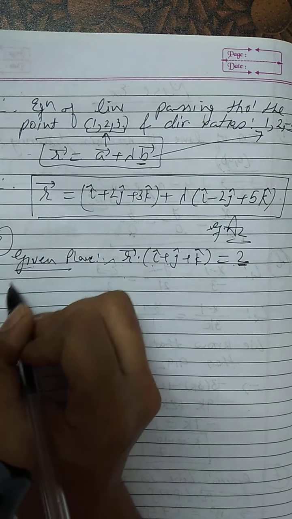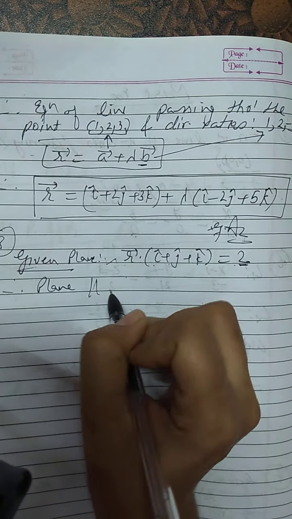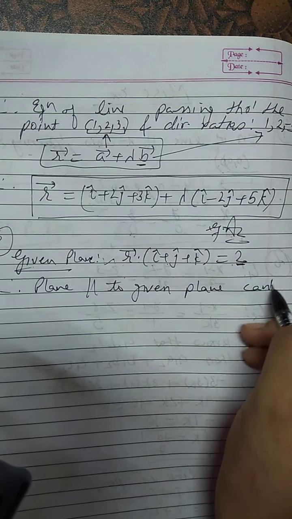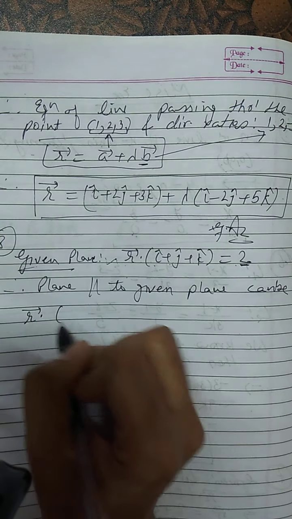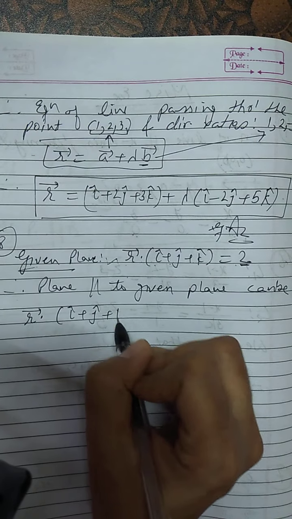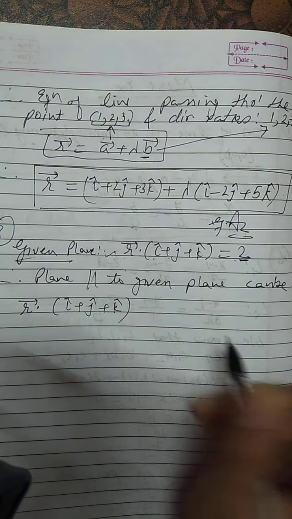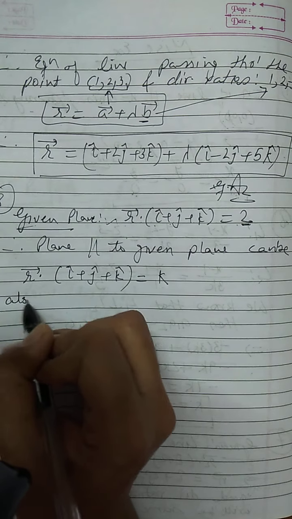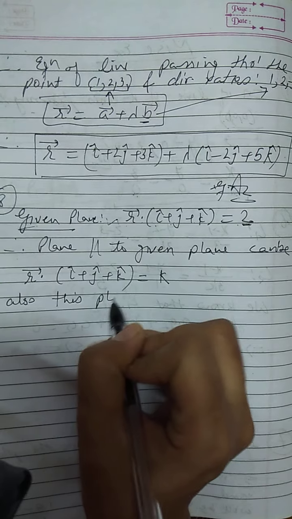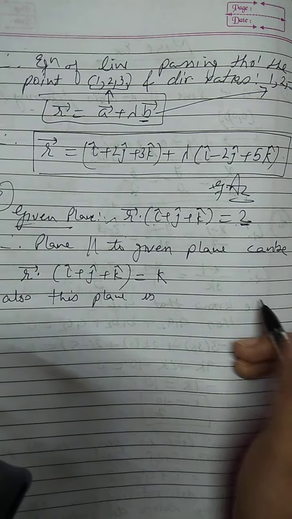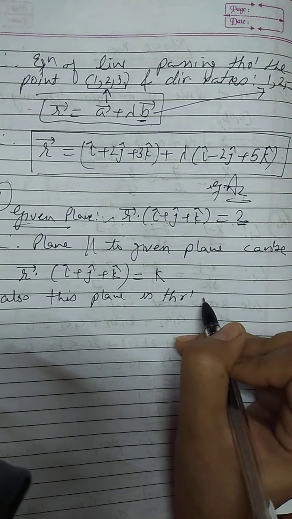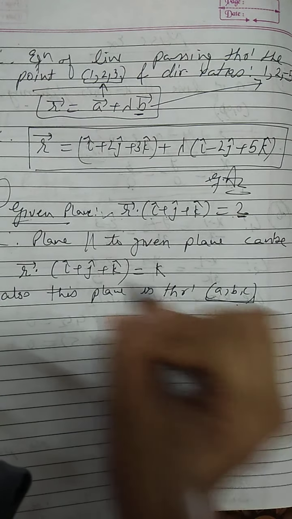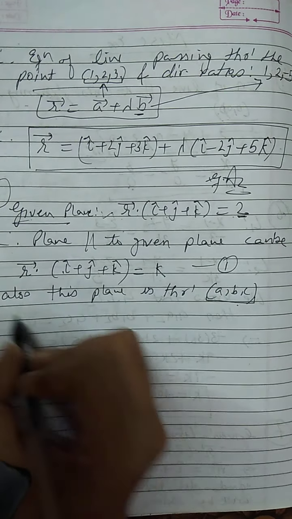We will write down, therefore, a plane parallel to the given plane can be r vector dot n vector, which will remain the same, equals k. Also it is given that this plane is passing through the point A, B, C. So this point A, B, C will satisfy the plane, we will mark it as 1.